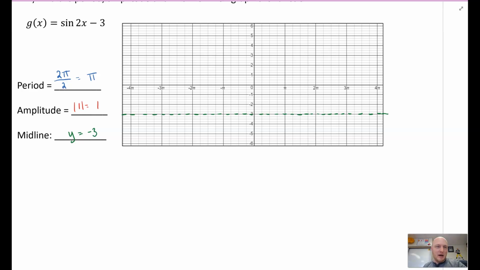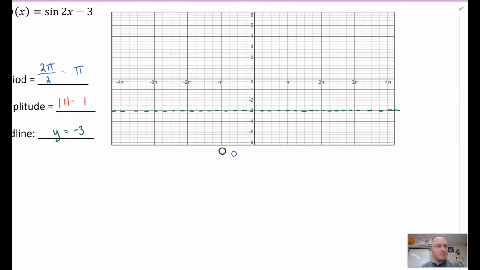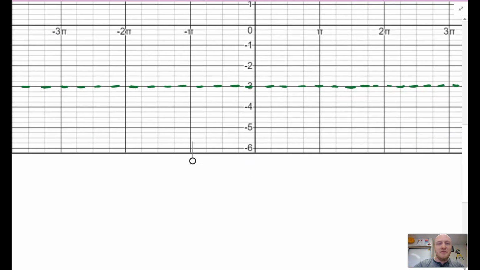All right, period is pi. So this is a sine function. Again, a sine function is going to start where? That's right, on your midline. So I'm going to go to the midline and plot my first point, which is right here. My period is pi, so I know I'm going to repeat here. Then I'm going to cut that in half. When we cut that in half, we'll be back at our midline.